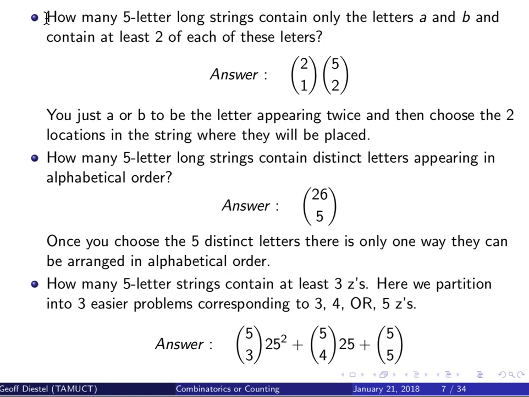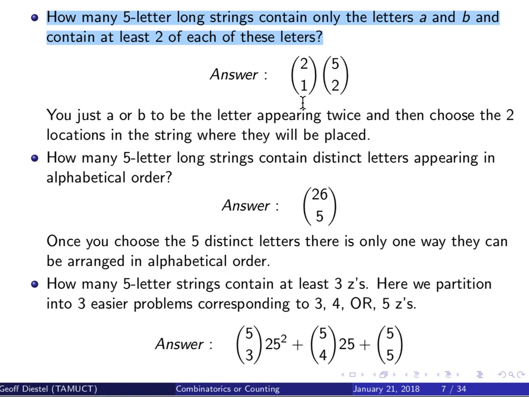All right, let's look at another problem. How many 5-letter long strings contain only the letters A and B and contain at least 2 of each of these letters? So what does that mean? That means there's either going to be 2 A's and 3 B's, or there's going to be 2 B's and 3 A's. So this is a problem where we can do it directly with the multiplication principle by creating a process.